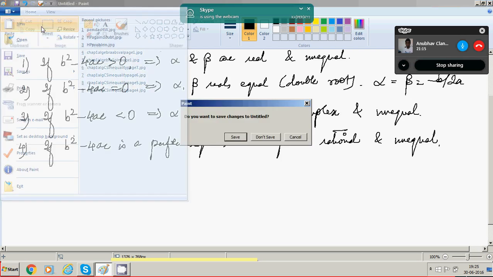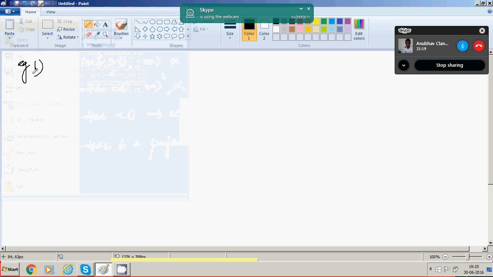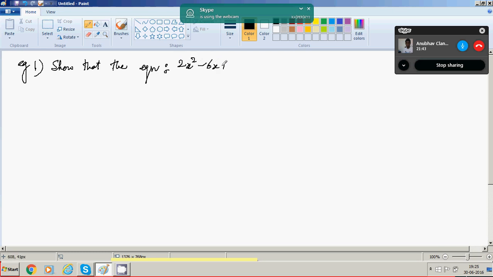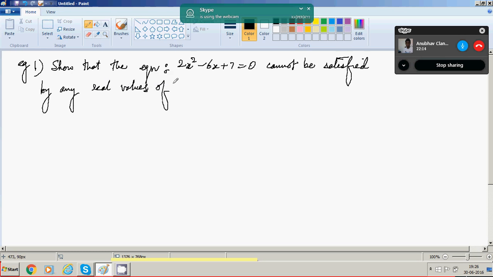So we come to some problems. Example 1. Show that the equation cannot be satisfied by any real values of x. Proof.